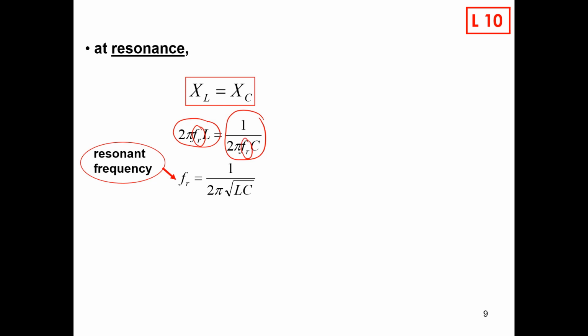So now we are going to derive the equation for resonant frequency. From this equation, we find the resonant frequency equals 1 over 2 pi square root of LC, where FR is known as the resonant frequency.